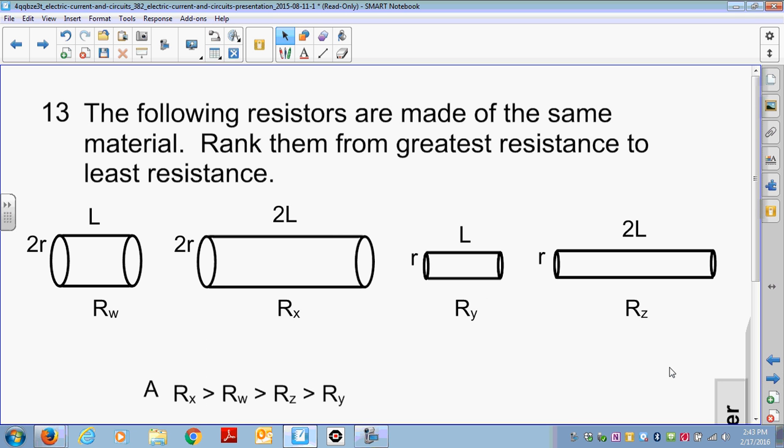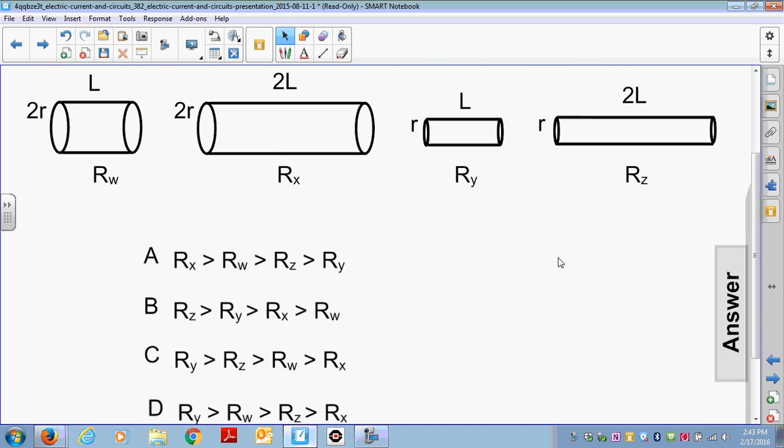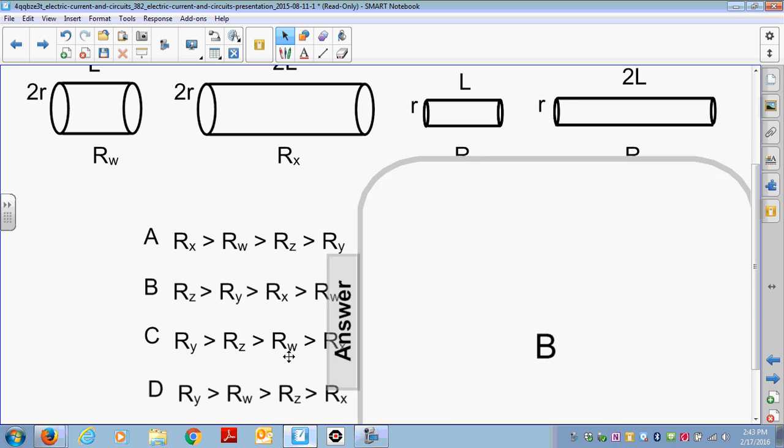The following resistors are made of the same material. Rank them from greatest resistance to least resistance. Go ahead and pause the video now. Okay, you didn't need to look at the answer choices because I wanted you to go ahead. I mean, you could have called this 1, 2, 3, 4. If you put them in order, let's see if you had the right order.